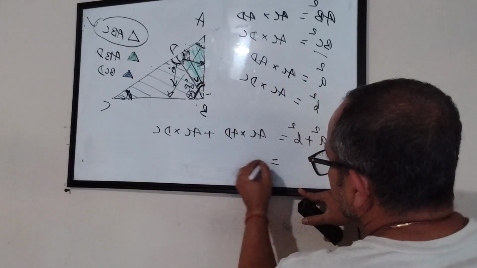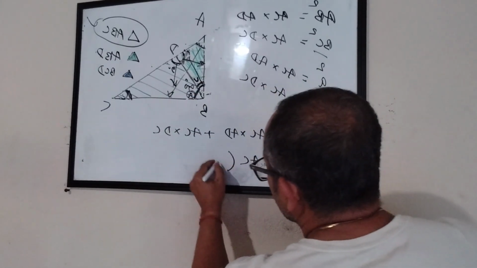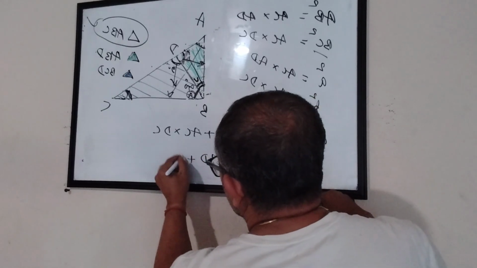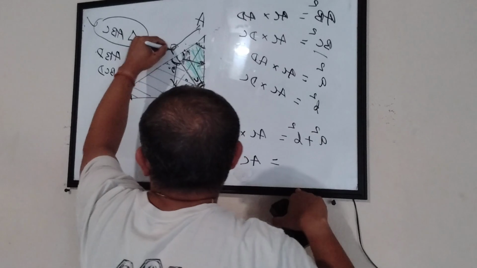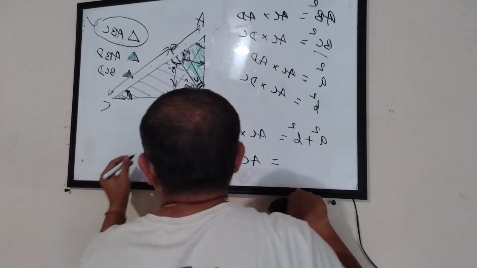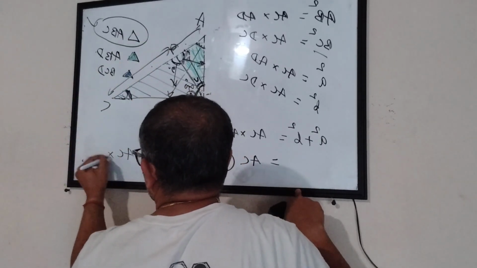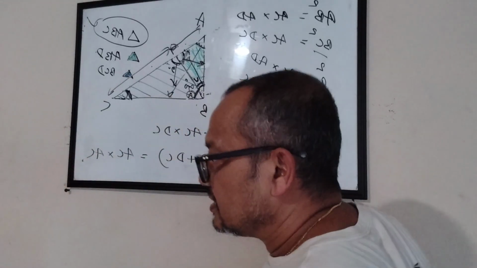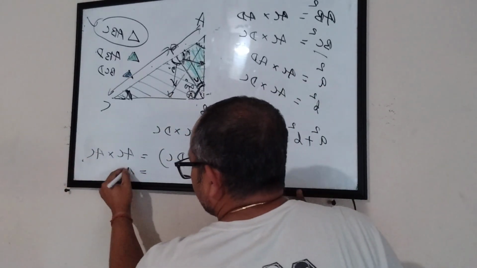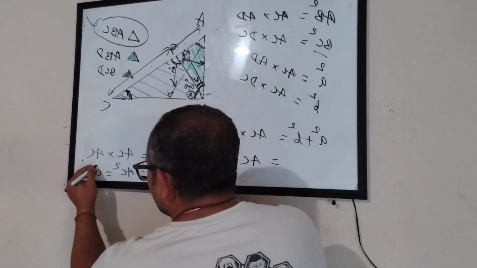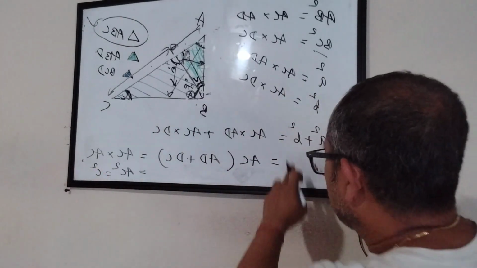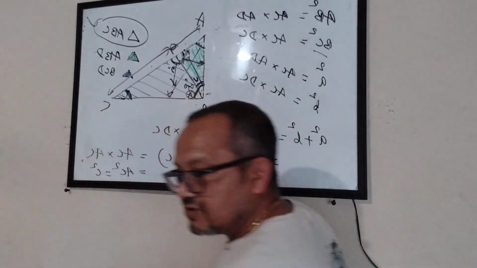And what it means is AC is common in both the places, AD plus DC. AD plus DC. What is that? That is also AC. That becomes AC square, or equals C square. What happened? A square plus B square equals C square.